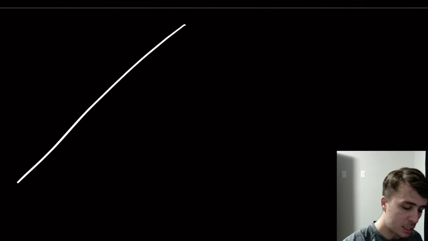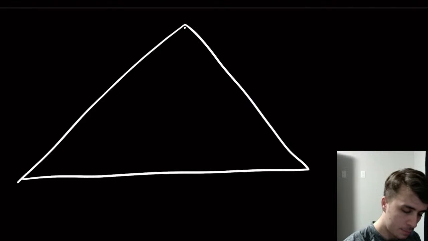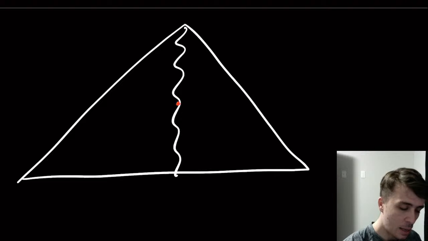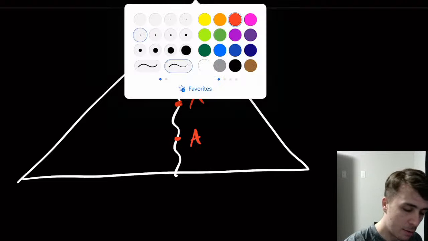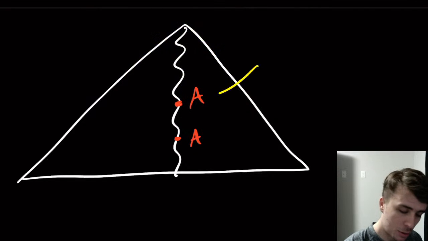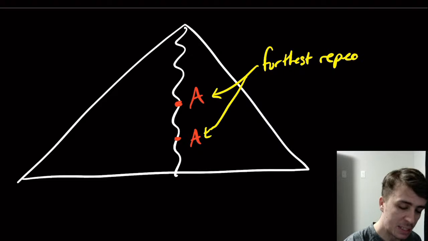So, what can happen? Let's look at this parse tree again, from the bottom, and we have two occurrences of A. But what I'm going to do here is pick the furthest down occurrences of A. So these right here are the furthest repeats down the tree.